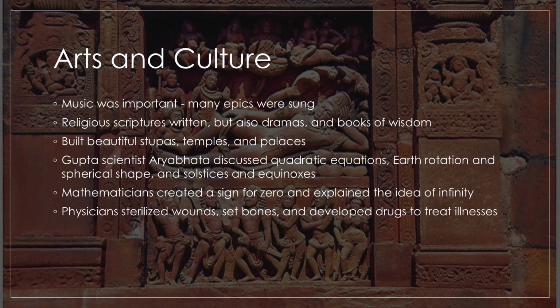They also made advances in mathematics and science. In fact, the Gupta scientist Aryabhata discussed quadratic equations and the Earth's rotation and spherical shape, as well as the solstices and the equinoxes. Mathematicians created a sign to represent zero and were able to explain the idea of infinity, while physicians learned to sterilize wounds, set bones, and develop drugs to help treat illnesses that were used well into the 18th, 19th, and early 20th centuries.